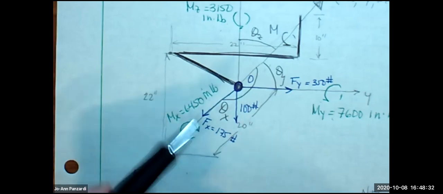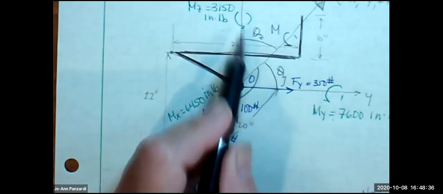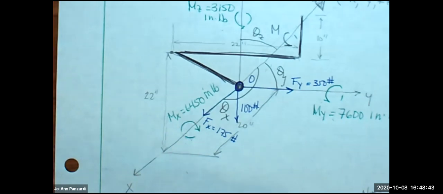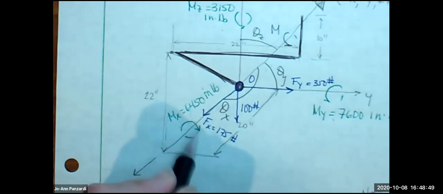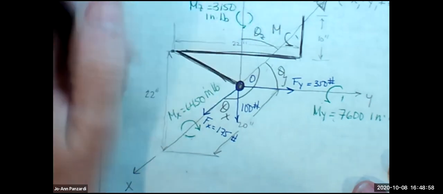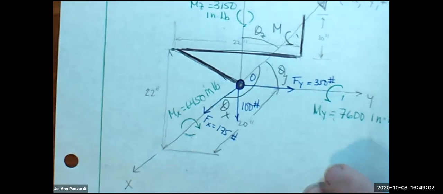I think it's easier to draw showing the moment around each axis, whether positive or negative, and showing the force on each axis. So it's easier than drawing the moment in 3D with the three direction angles. I think that's enough to cover that answer.